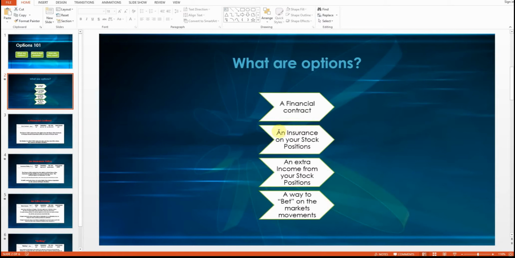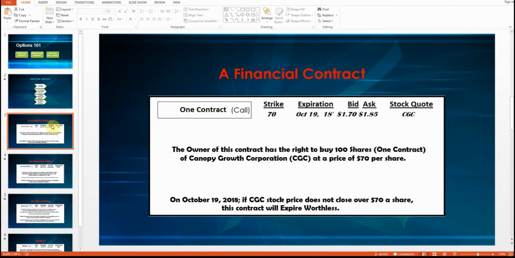Basically, a lot of people use options as insurance and as extra income, but the way I use them is just to bet on the market's movements. Bet whether it's going to go up or down and make a lot of money if I'm right. So, first and foremost, options are a financial contract.